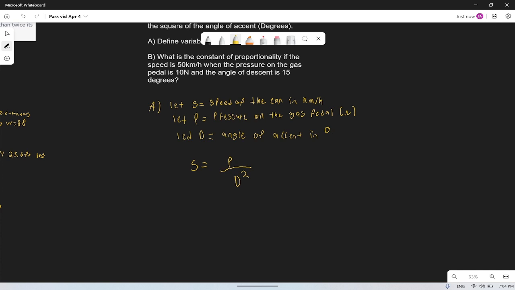Now we have to find the constant of proportionality, and that's K. We have to multiply our K value. Mistake there. Now we have to find the constant of proportionality if the speed is 50 kilometers an hour when the pressure on the gas is 10 newtons and the angle of descent is 15 degrees. So we sub that in. So 50 equals K times 10 over 15 squared.